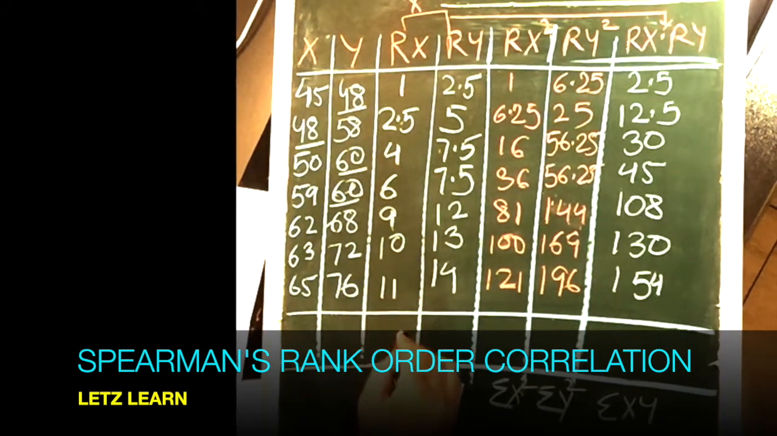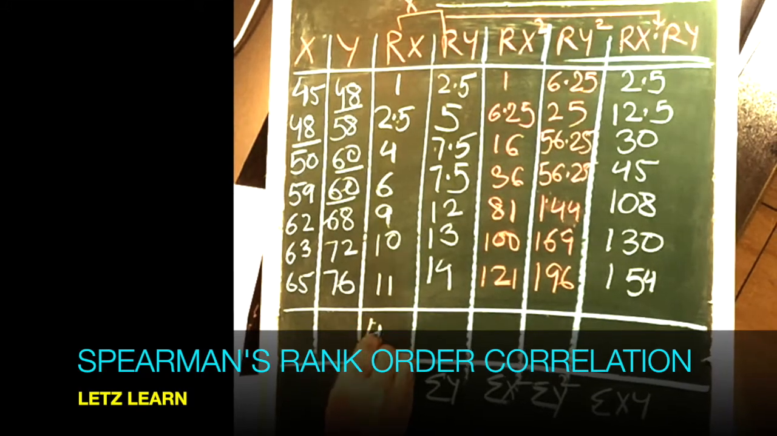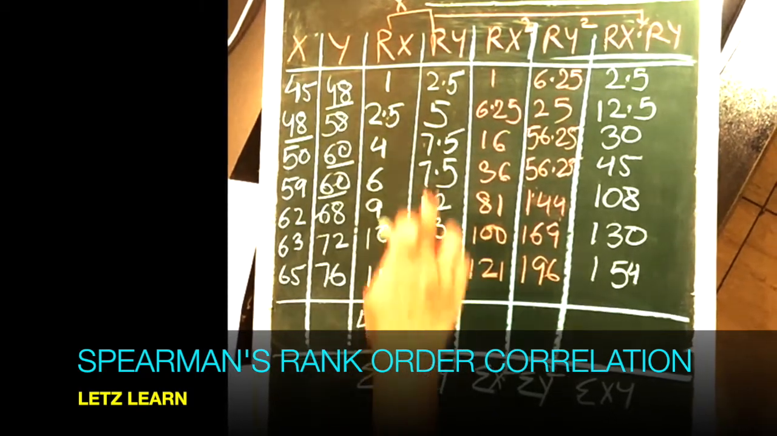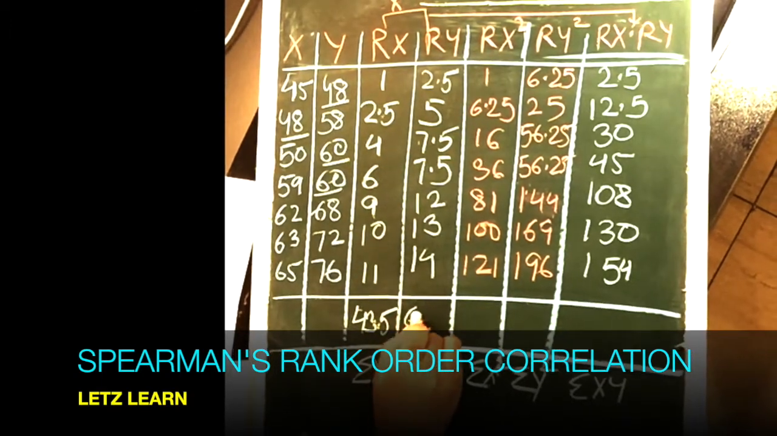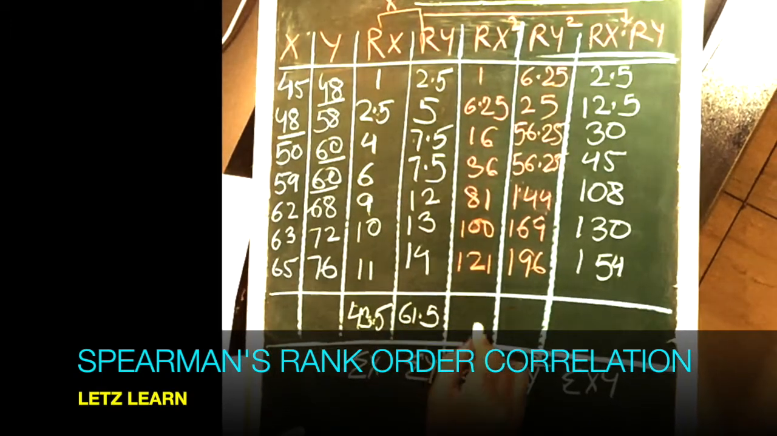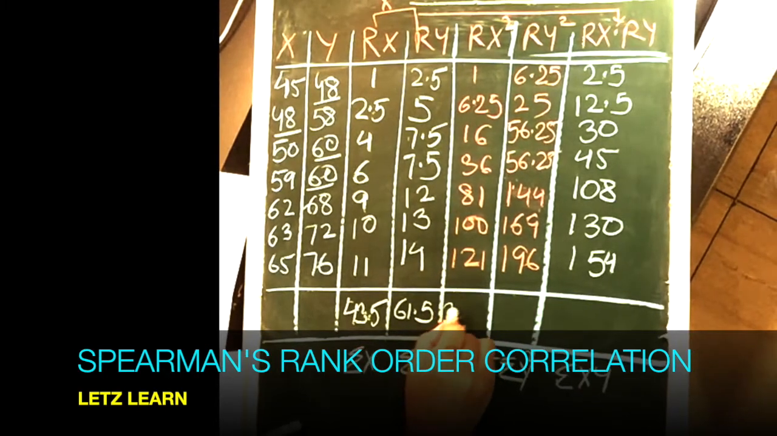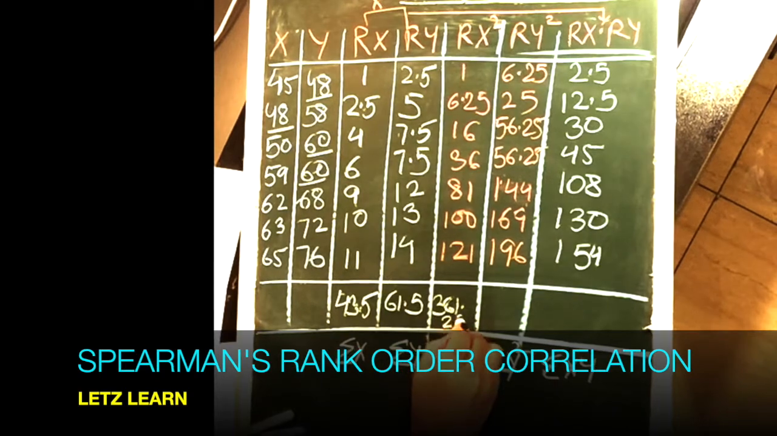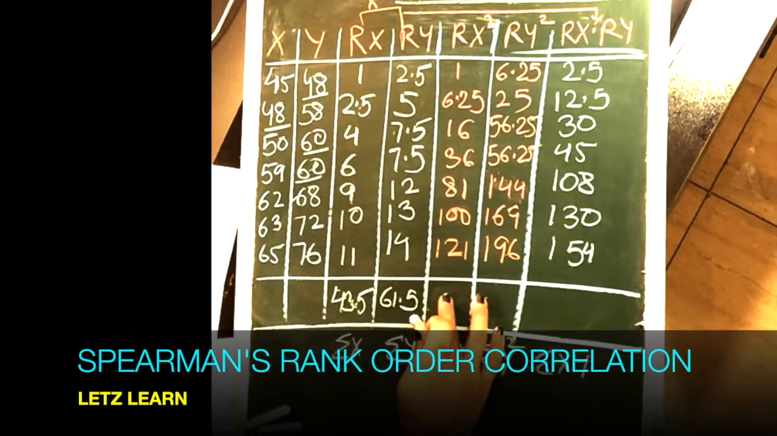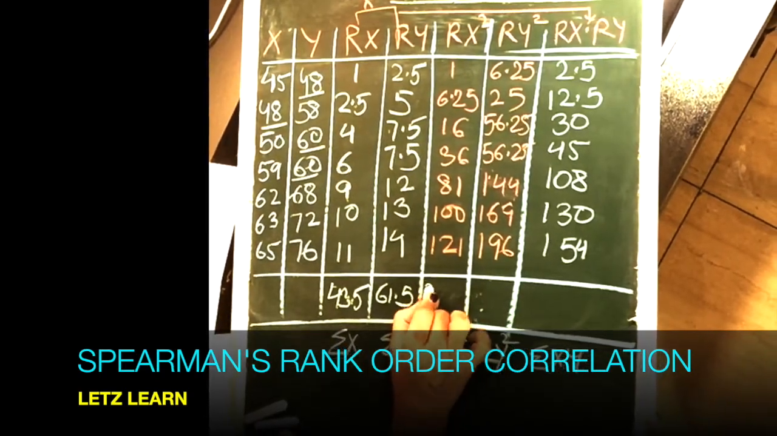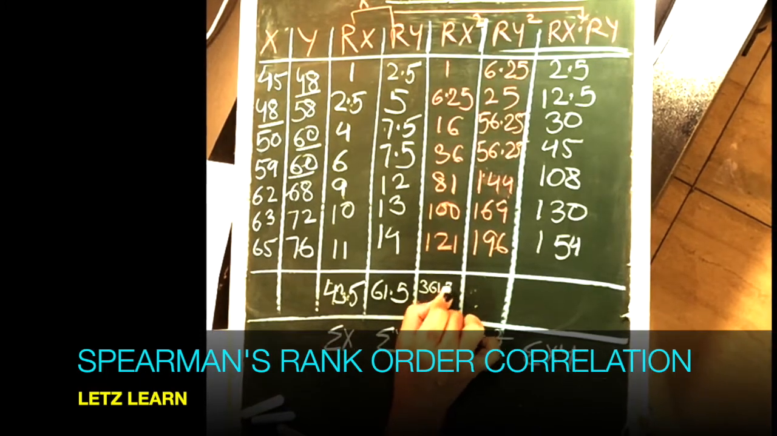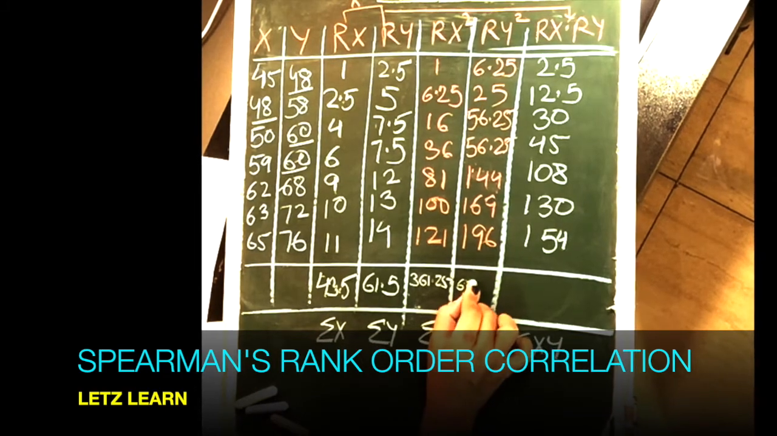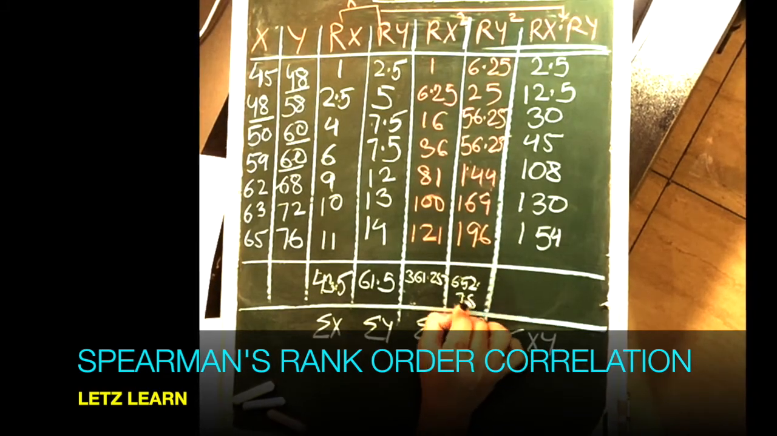Sum of Rx, then sum of Ry, that will be sum of x, sum of y, then sum of Rx square, similarly sum of Ry square, and the last column, that is Rx multiplied by Ry. So these are the data that we'll need in the formula. After we calculate these data, we only need to place it in the formula and then calculate it to get the Spearman rank order correlation.